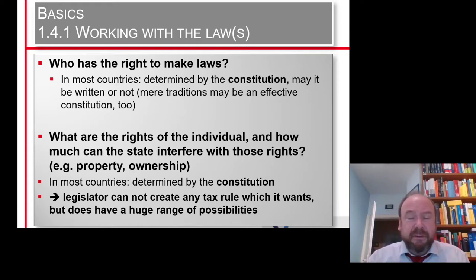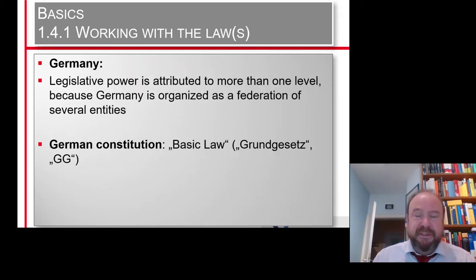So the Constitution usually says what can be done with respect to the individual rights by law and what is not possible. So the first consequence from such a constitution is usually that the legislating bodies, parliament or so, cannot create any tax rule which they want, but they have to remain within the limits set by that constitution. Nevertheless, as the constitution usually only defines a range of possible laws and only sets limits, within that range you still have, as a parliament, a huge amount of possibilities.